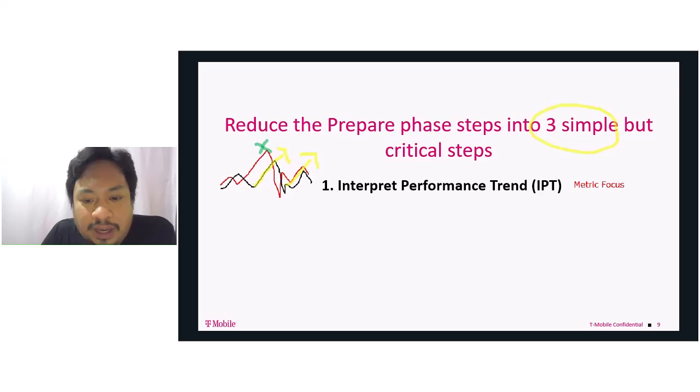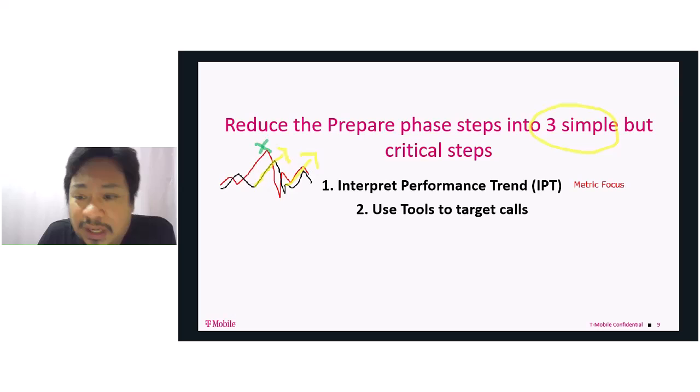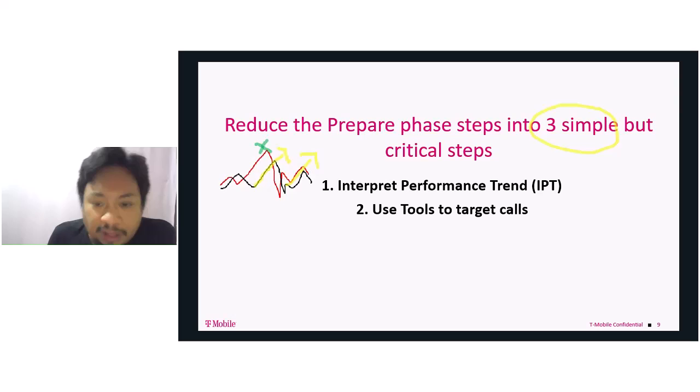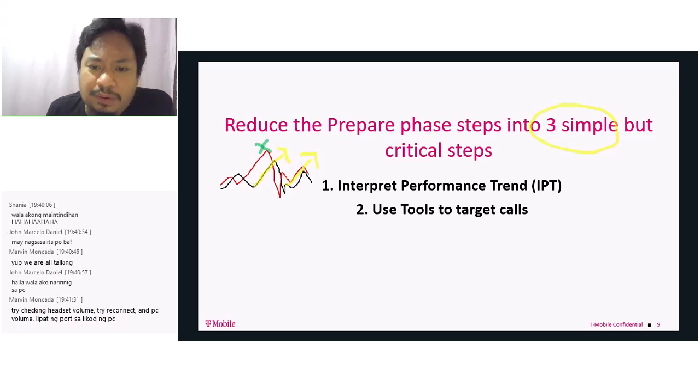So, the second thing that you need to do is use tools to target calls. So, what do I mean by use tools to target calls? Halimbawa, if your focus metric is FCR, so meron ka ng metric na gustong paandarin. So, you don't listen to any calls. You listen to targeted calls. And if you can put on the chat box, what types of calls will you listen to if your focus is FCR?